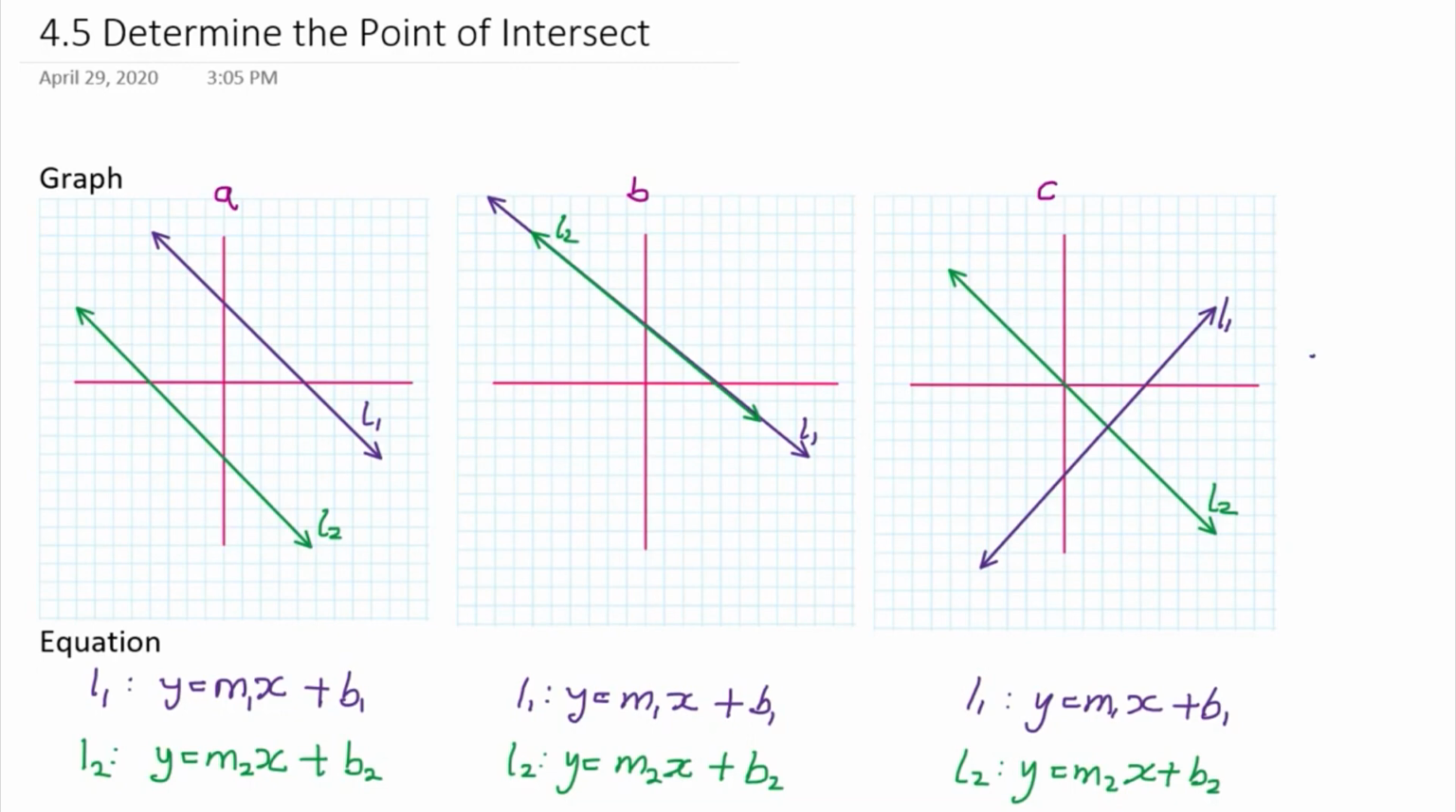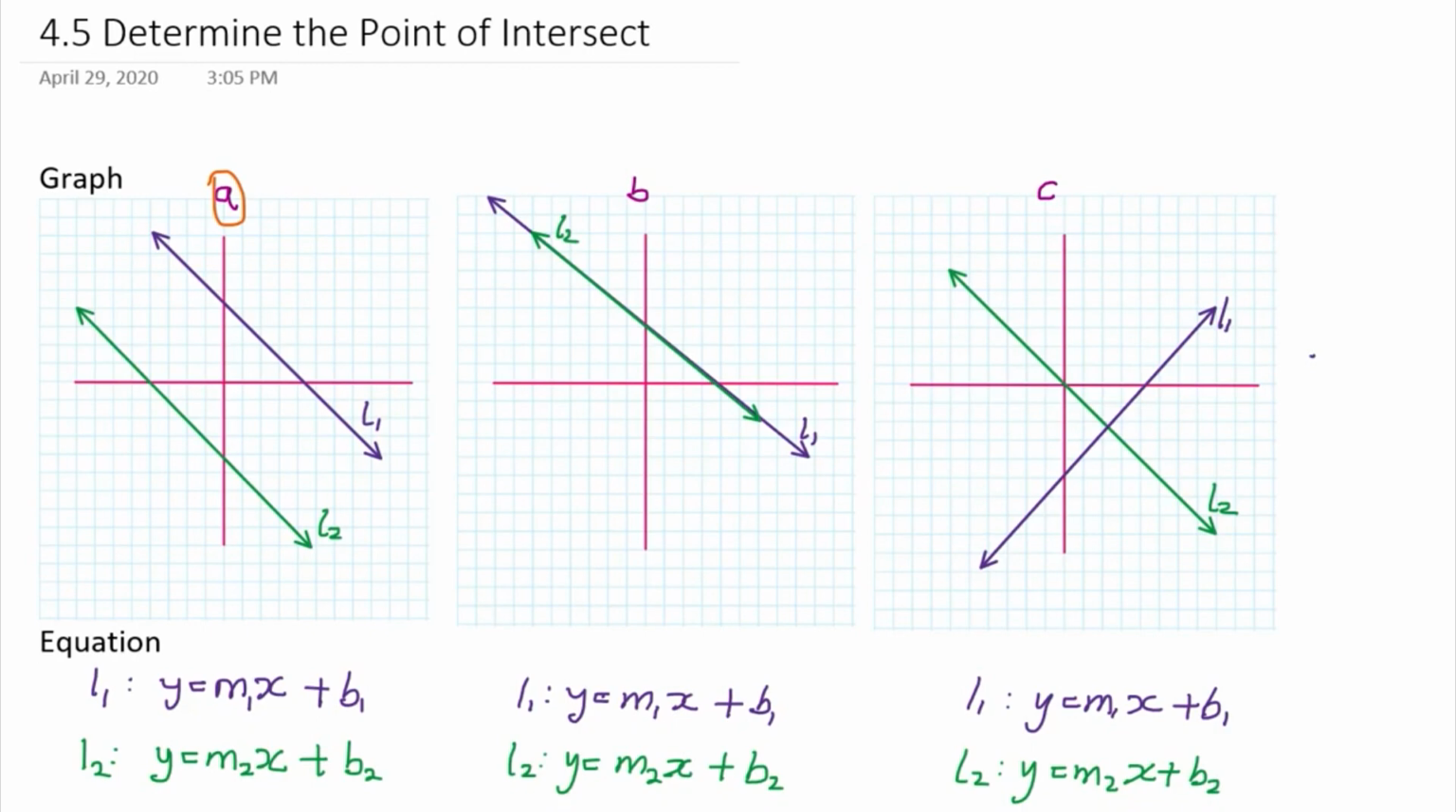So looking at graph A first, what we notice is that the direction of the two lines, which is line one and line two, are actually the same, which means that they are pointing in the same direction. And this particular fact leads to the conclusion that they are actually parallel. But now, are they actually distinct or are they overlapping each other?